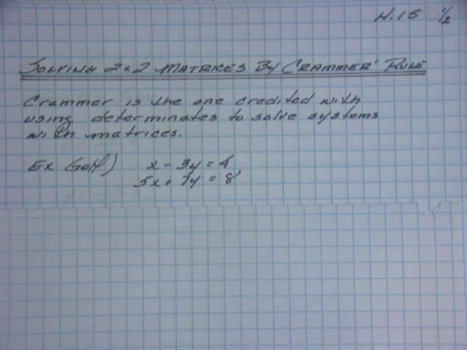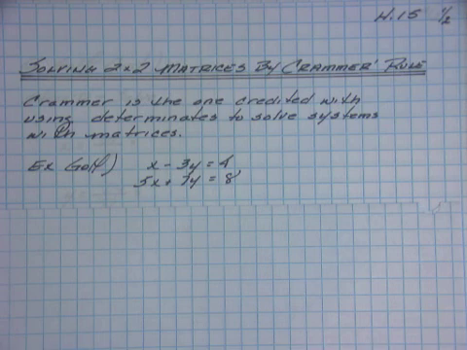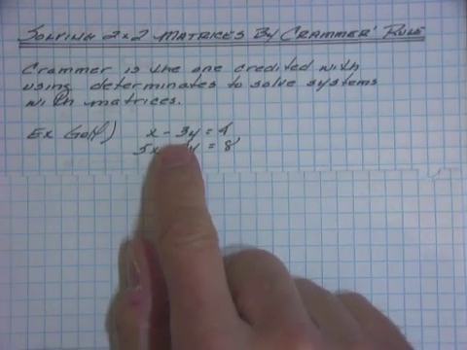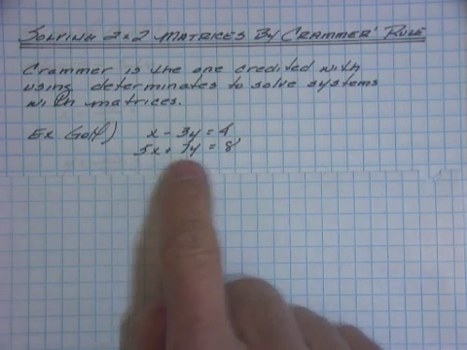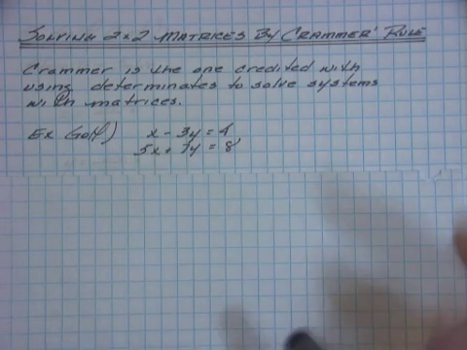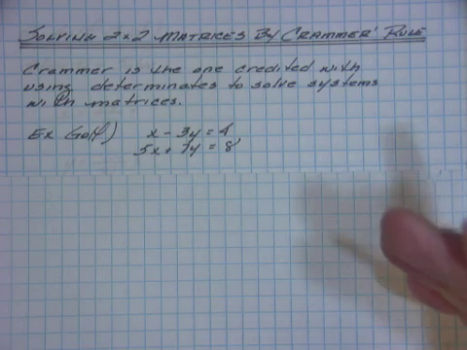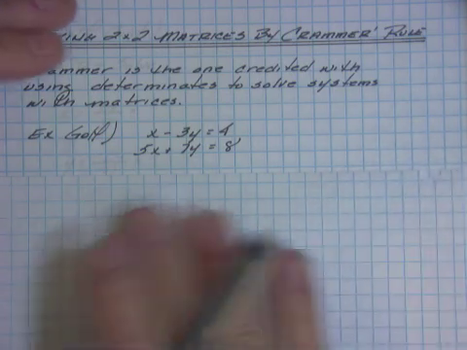Cramer, I don't know how much of a history you want on Cramer, but he's the one who is credited with using determinants to solve systems of equations with matrices. If you're interested, there's a Wikipedia page on him. But I've got this example, x minus 3y equals 4 and 5x plus 7y equals 8. And we're going to solve this using Cramer's rule.